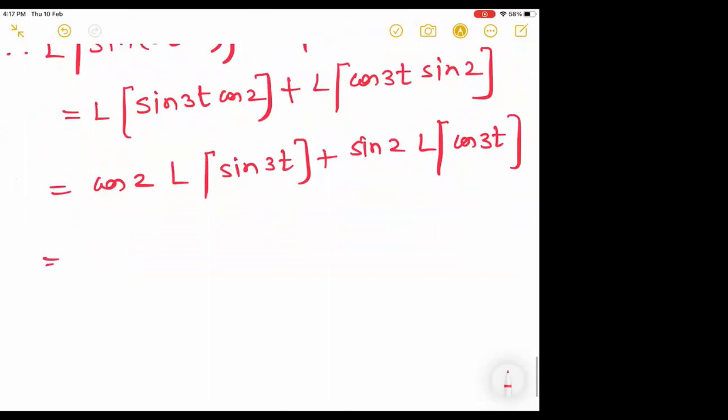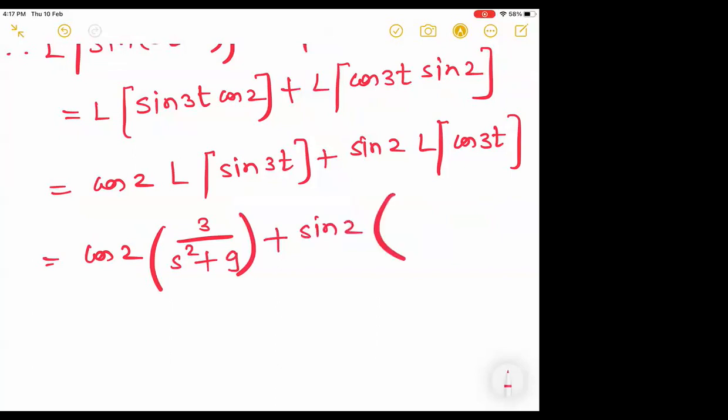And whose answers do we know? What do you write for the Laplace transform of sin 3t? 3 upon s square plus 9. And the second term, the transform of cos 3t, is s upon s square plus 9. Yes, very good. So that is your function of s, which is the transformed result.